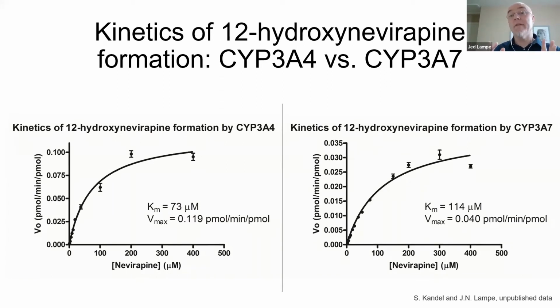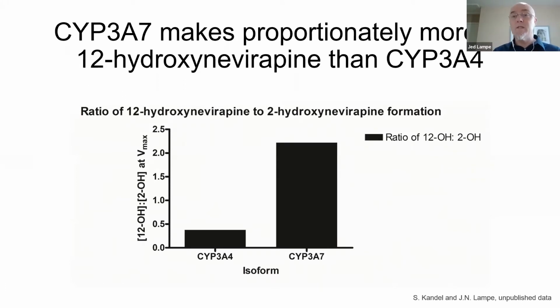We also compared kinetics of the 12-hydroxy species formation. And this was a little bit of a surprise because although the Kms are still within twofold here, 73 micromolar for 3A4 versus 114 micromolar for 3A7, the Vmax was a lot closer than what we expected to see. So the Vmax for 3A7 for the 12-hydroxy formation is only threefold less than that for 3A4. And in fact, if you compare the ratios of those two metabolites, the 2-hydroxy species versus this 12-hydroxy species, which is on the path to the reactive metabolite formation, you'll see that 3A7 makes a lot more of the 12-hydroxy than the 2-hydroxy, whereas 3A4, the adult isoform, makes a lot less. So it's closer to 1-to-1 with the adult isoform.